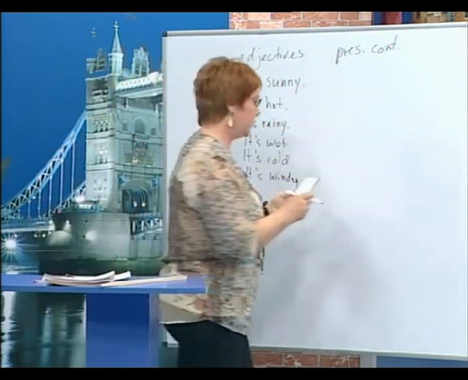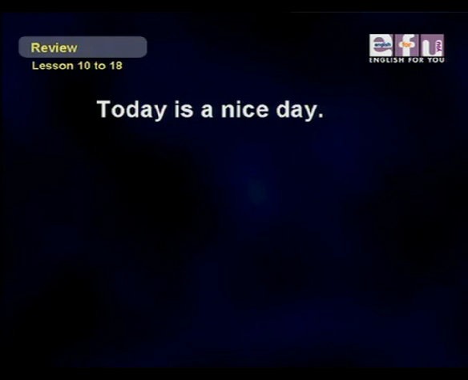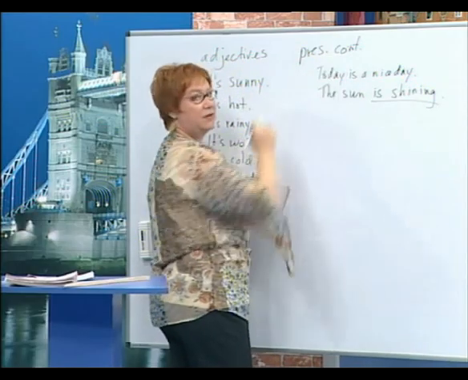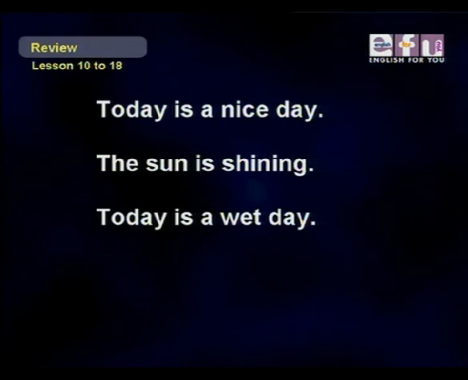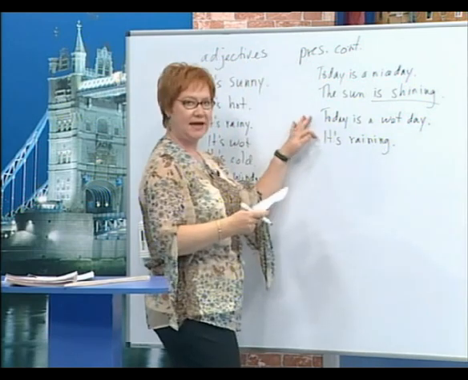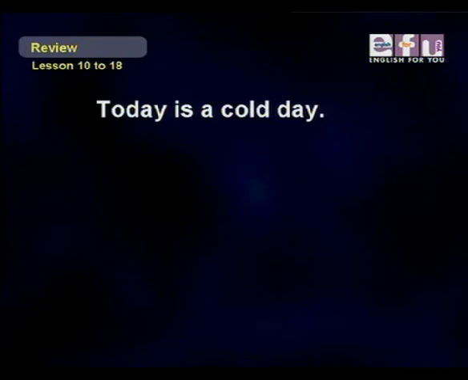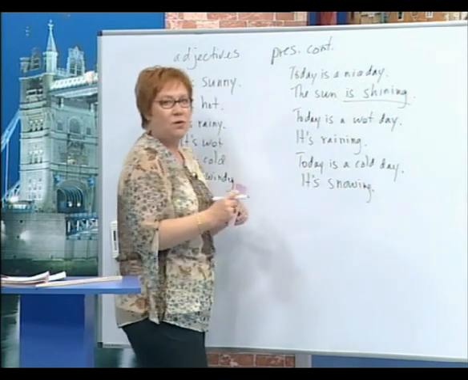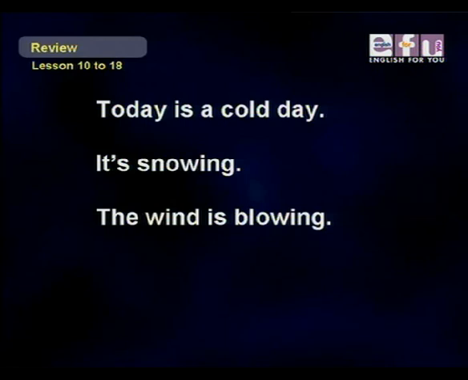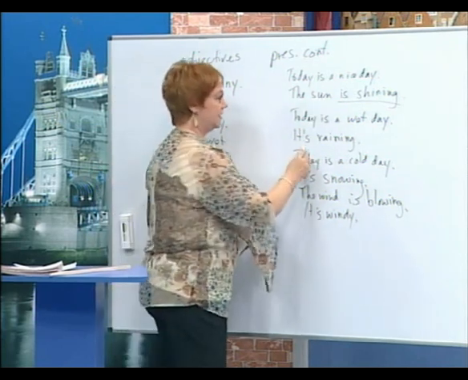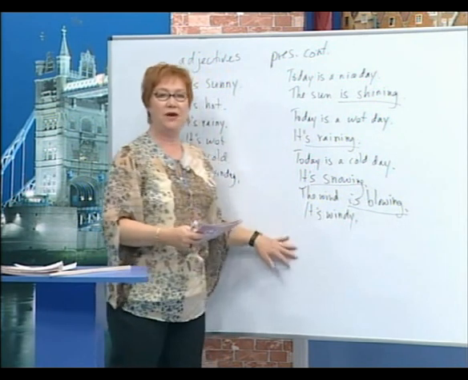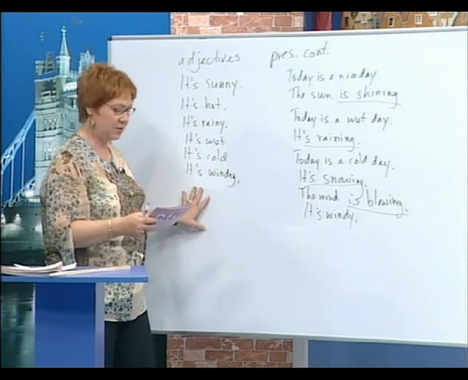We can also say something like this. Today is a nice day. The sun is shining. So here we have the present continuous. We could say, today is a wet day. It's raining. Today is a cold day. It's snowing. The wind is blowing. It's windy. So these are ways to use the present continuous to talk about the weather, and then these are some adjectives that we can use to talk about the weather.